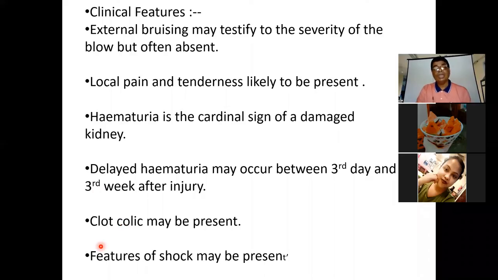And as I mentioned, there may be clot formation, and the clot will pass along with the urine, and this clot may obstruct the urine flow in the ureter. When there is ureteric obstruction by a clot, the patient will have a clot colic, ureteric colic due to this clot. We have discussed this in the last class. And there may be massive injury over the kidney, and there will be massive bleeding, and following massive bleeding, this patient might have features of shock.